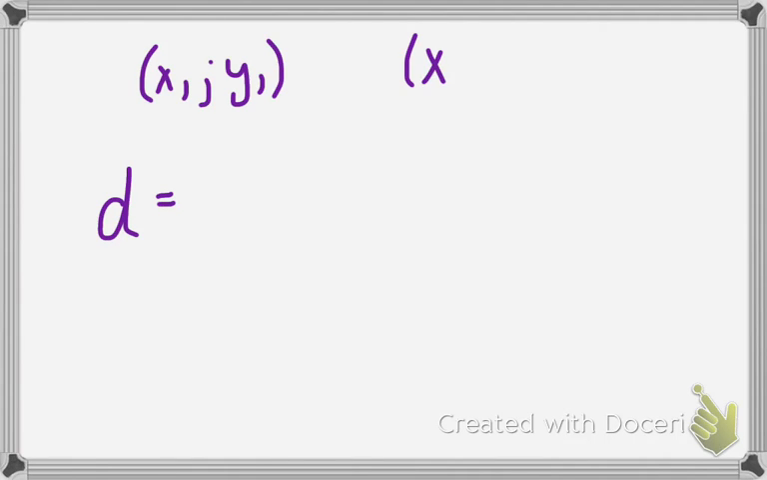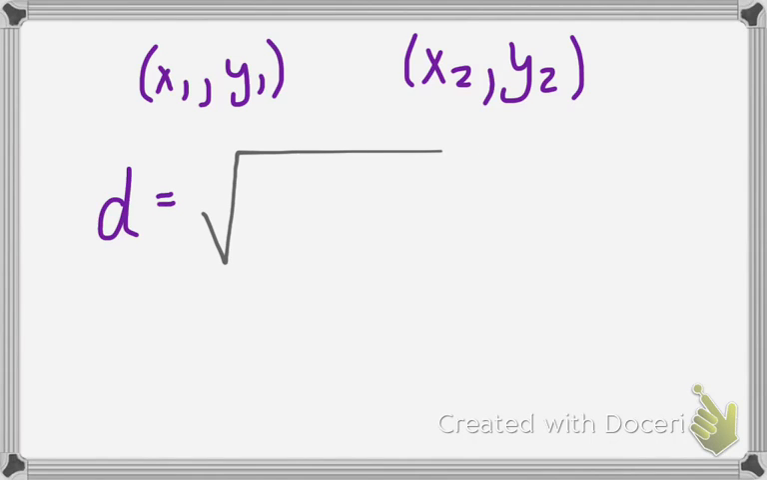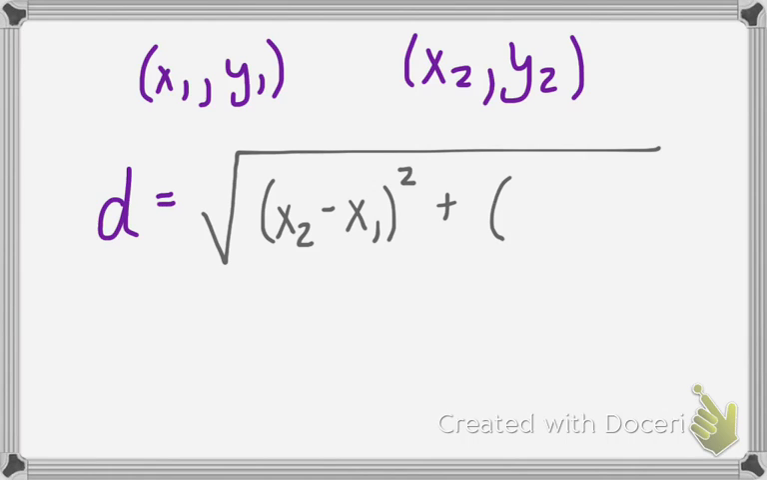So the distance formula looks like this: the distance between any 2 points, x sub 1, y sub 1, and x sub 2, y sub 2. So again, we're looking at points on a coordinate plane. The distance between those 2 points is given by the formula. It is the square root of the difference between the x values squared plus the difference of the y values squared.